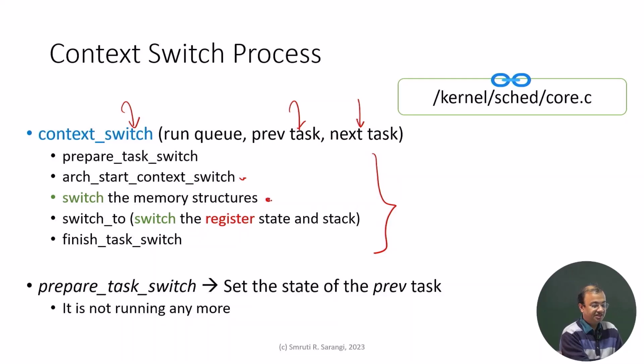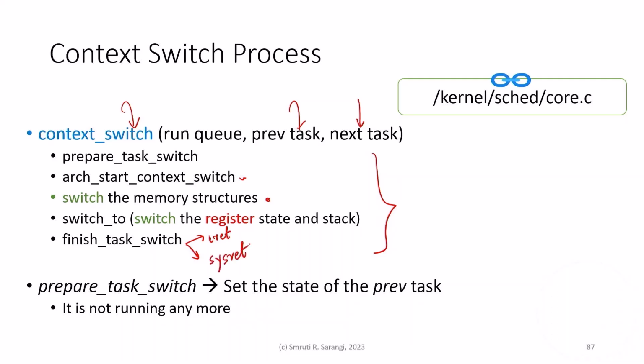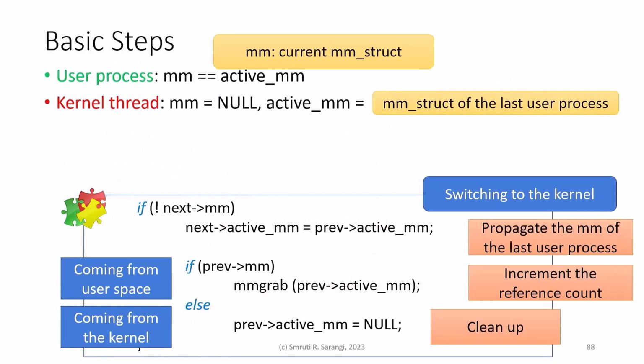Right, so the memory structure in this case will be this TLB page table business that we have been talking about. And then the register state and the stack is just the discussion that we finished, which is all the registers and stack pointers and so on. And finish task switch will either be iret or sysret, where you execute these instructions and finally you go back. Right, that is basically finish task switch. So we have broadly seen everything. What we will look at is switching the memory structures because that is the most important from our point of view. So let us understand what is going on.